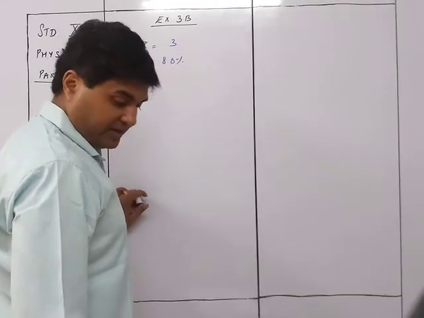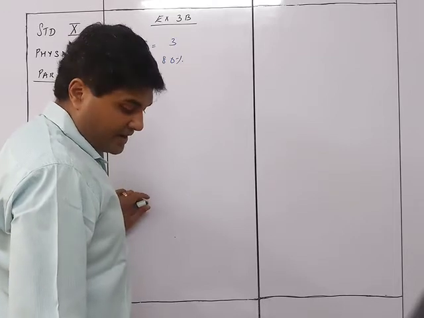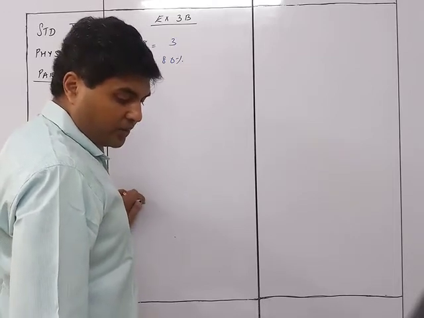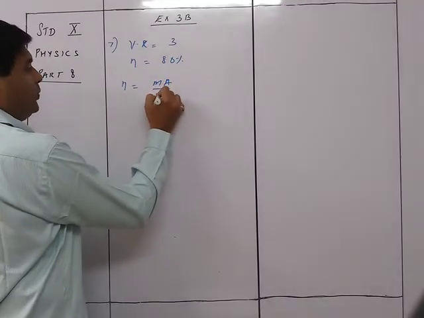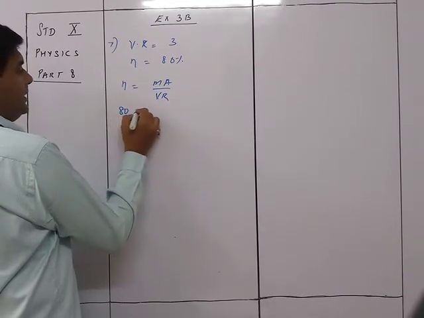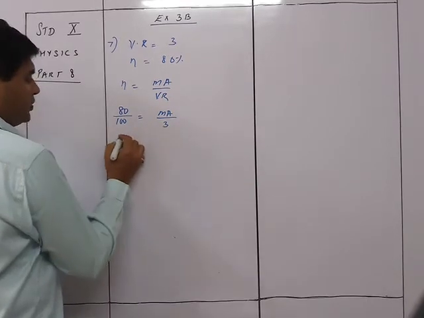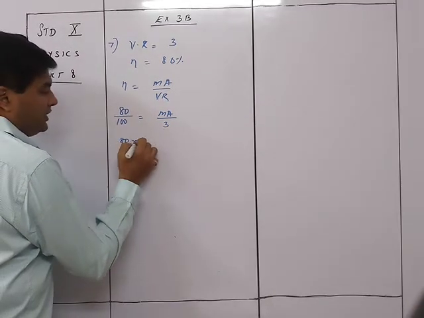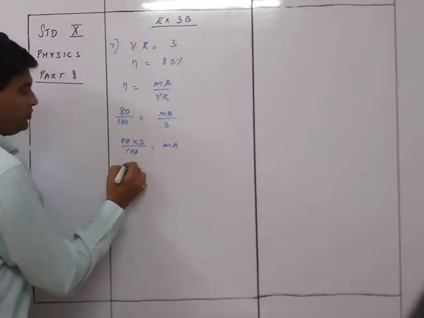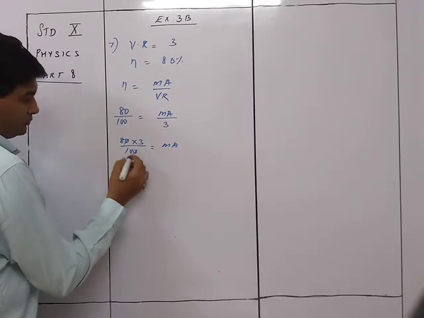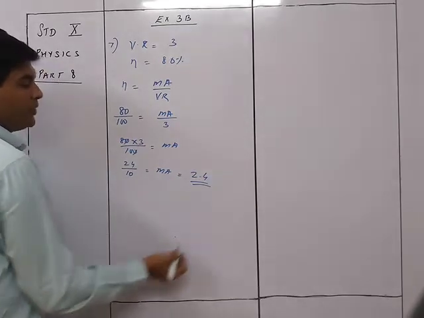The velocity ratio is 3, so it will be a block and tackle system. Draw a labelled diagram of this pulley system, and find the mechanical advantage and the effort required to raise a load of 300. So first, efficiency is equal to MA upon VR. So that will be 80 upon 100 is equal to MA upon VR, which is 3. So that will be 80 into 3 upon 100 is equal to MA. So that will be equal to 24 upon 10 is equal to MA, which is equal to 2.4. So MA is 2.4.